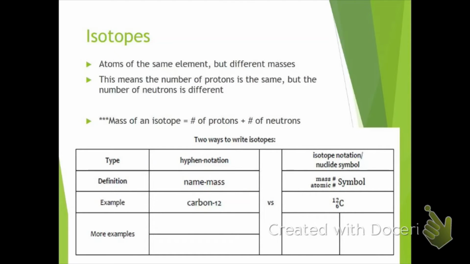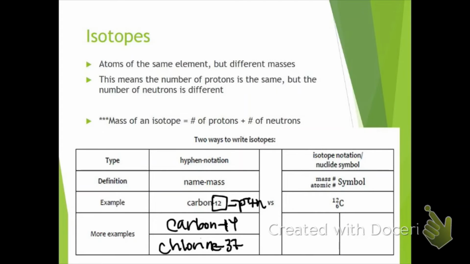Looking at the hyphen notation, we have the name and then a hyphen and then a number. That number is the mass number. So when I say carbon-12, that means that I have 12 combined protons and neutrons there. So we could also have carbon-14 or chlorine-37. So again, those are the mass numbers, which is the total number of protons plus neutrons.